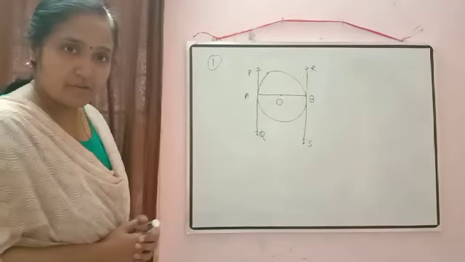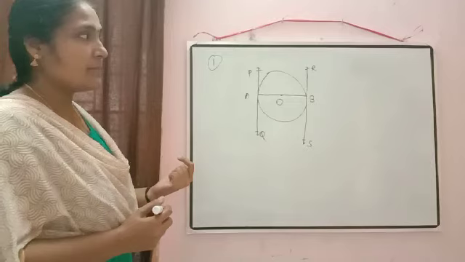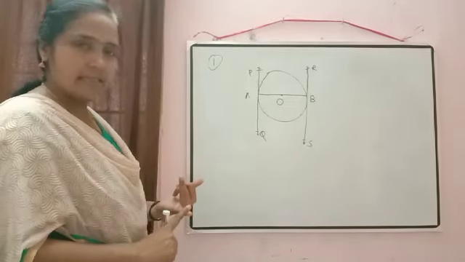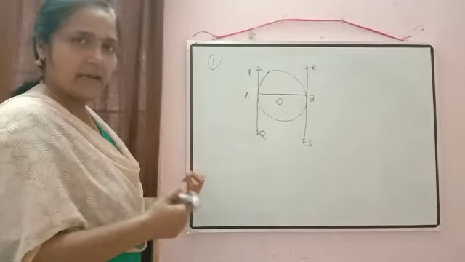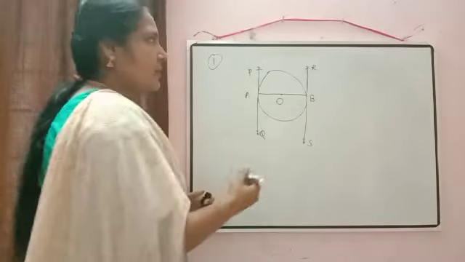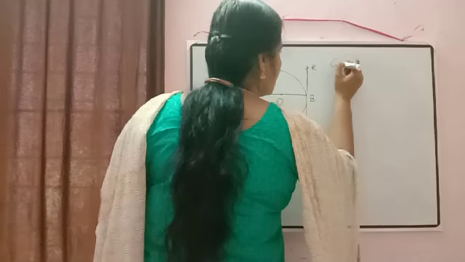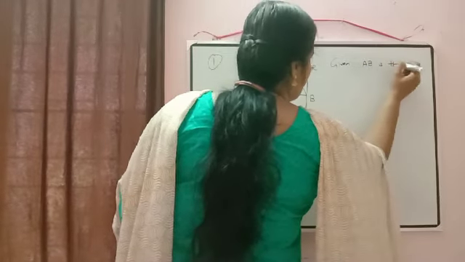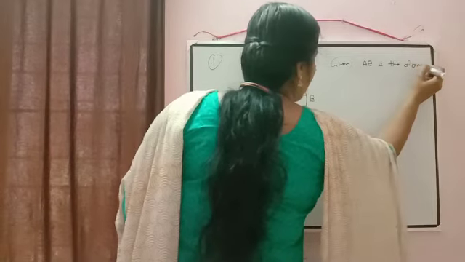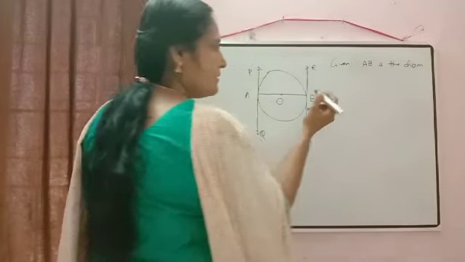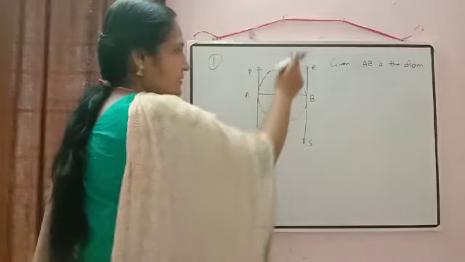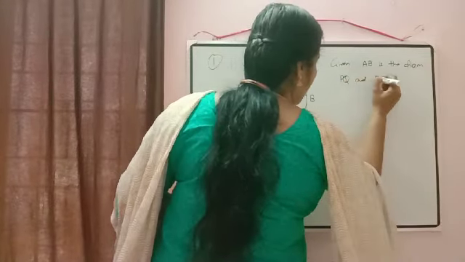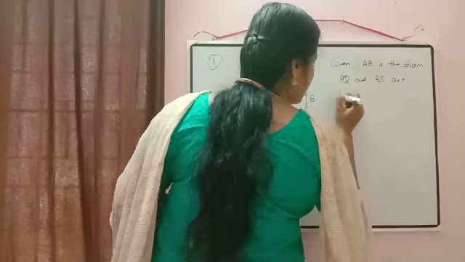Whenever we have to prove something, we have to write what is given and what we have to prove. If any construction is required, then the construction, and after that the proof. So what is given in the question? First condition given: AB is the diameter. Then any other condition? Yes, these are the two tangents. So write down PQ and RS are tangents.